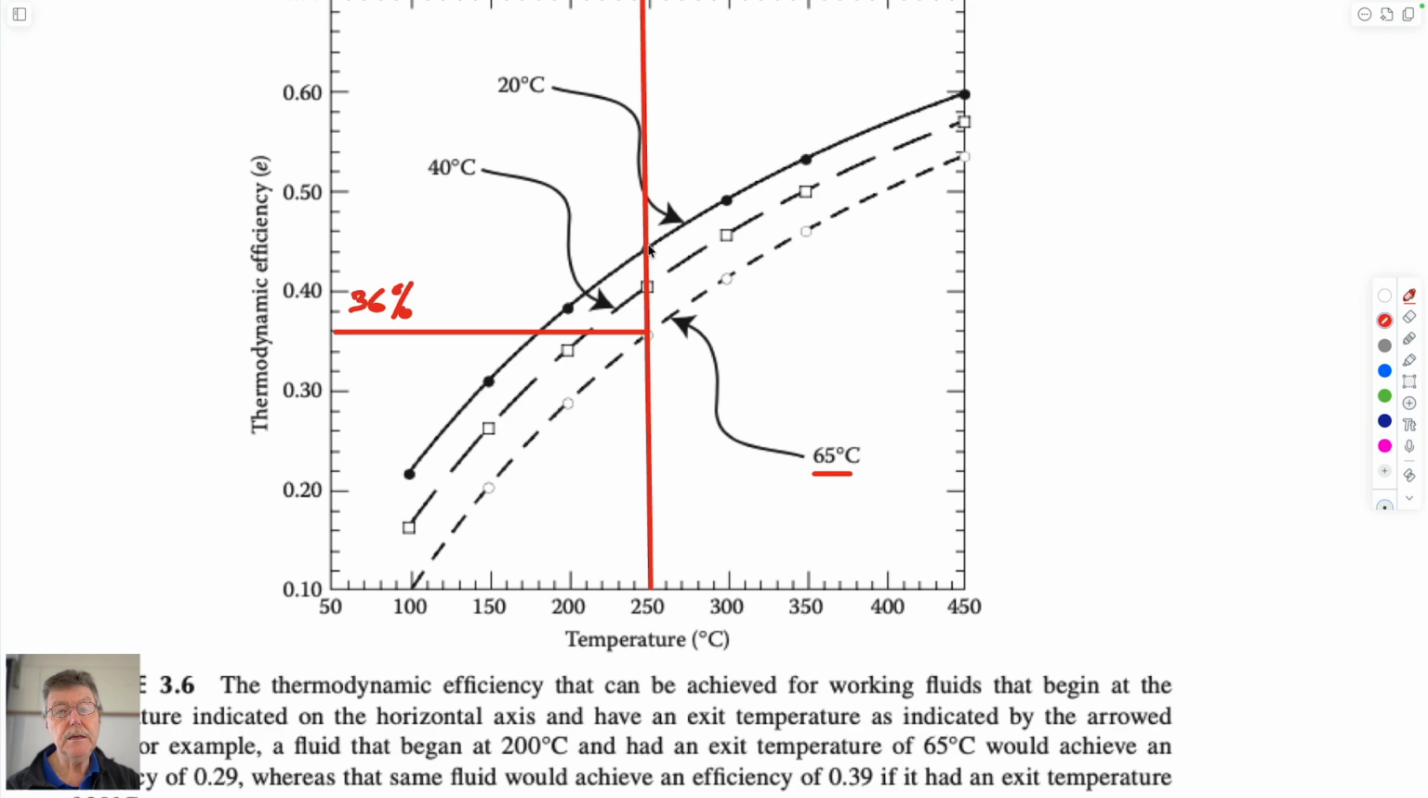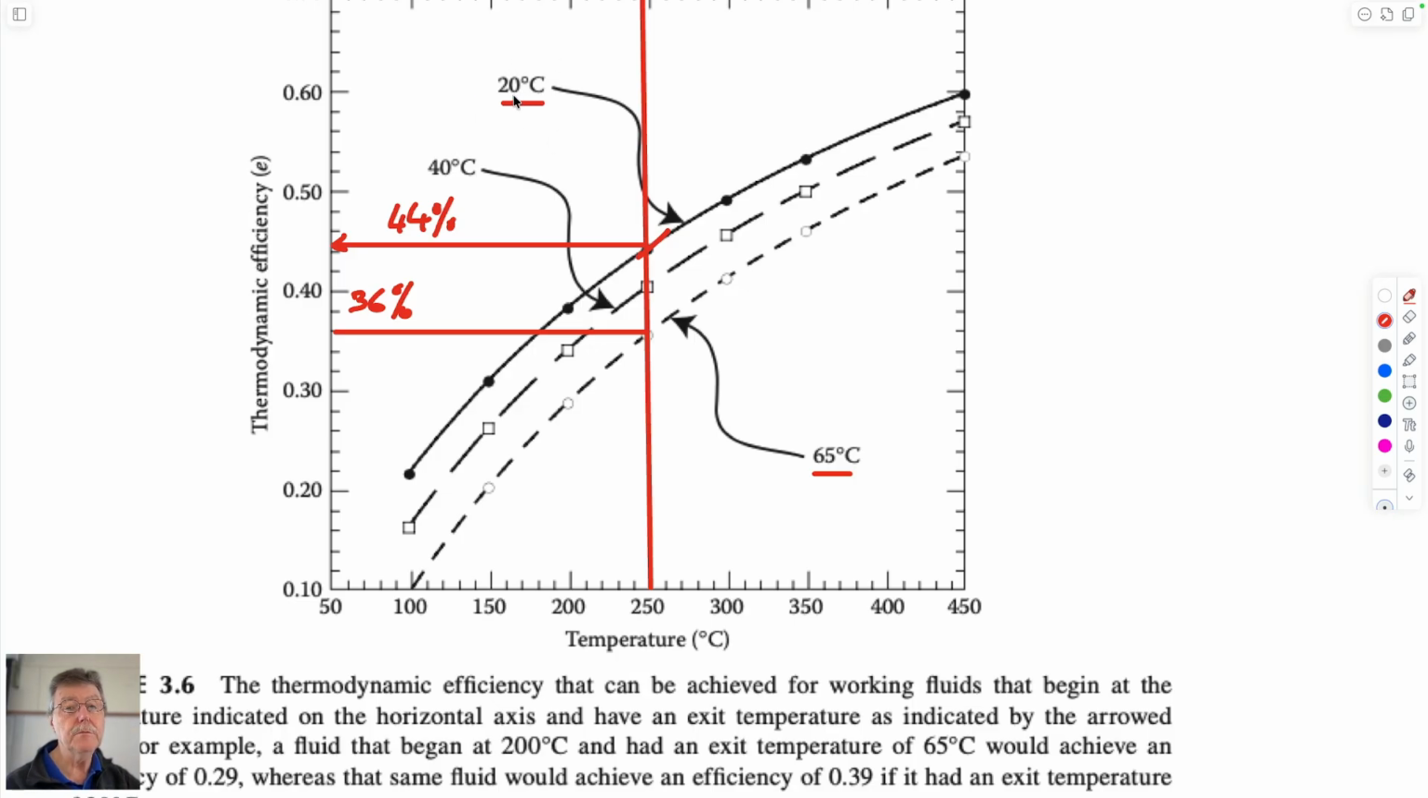If you flash it to steam in the turbine and it goes to a background temperature of 20 degrees centigrade, then the efficiency is now 44%, or 0.44. And so the lower this becomes, the better it is, because these successive curves go higher and higher. Of course, this is the limit if you're bringing things to the surface and flashing it in a current environment.